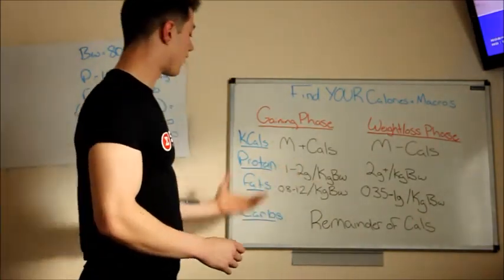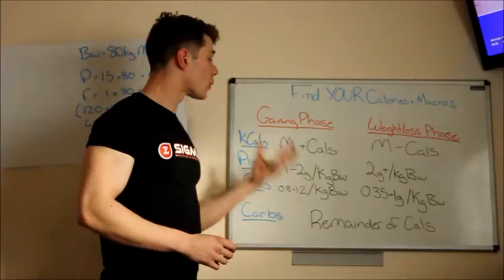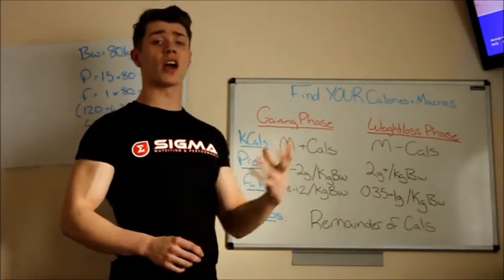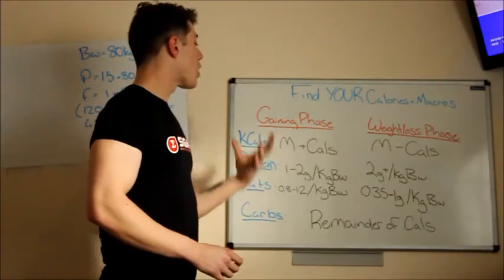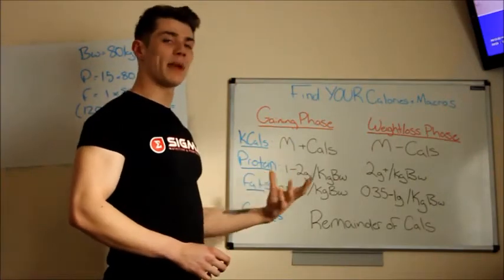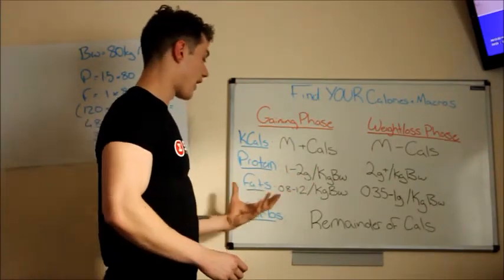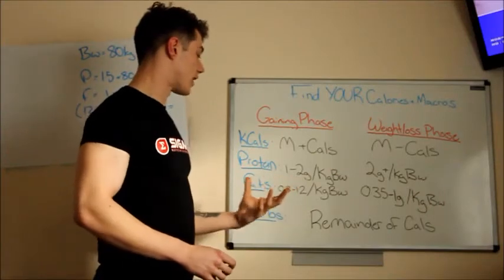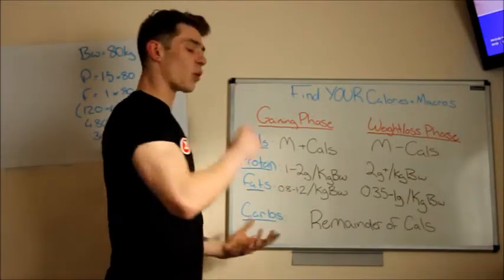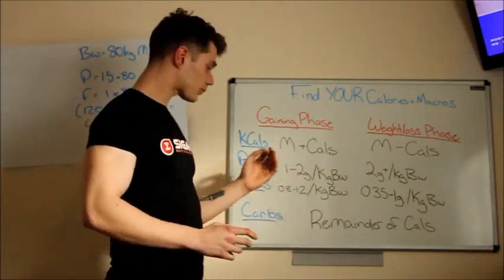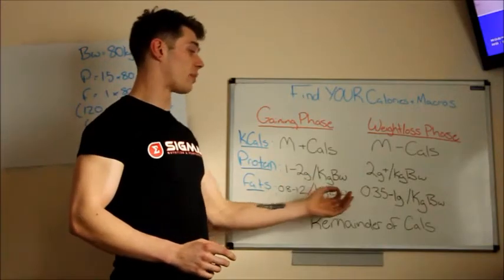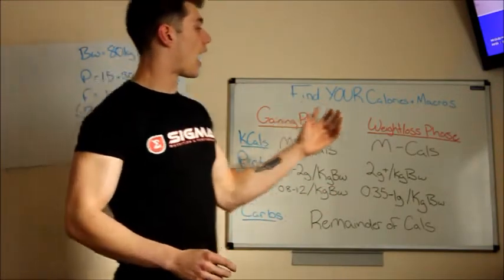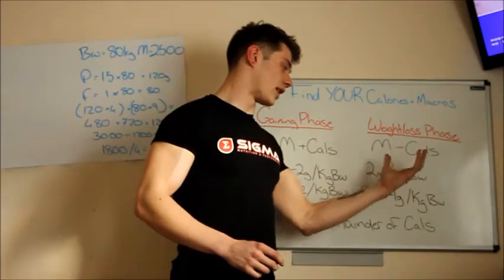Then we go into our fats. With a gaining phase, we obviously have higher calories, so with that, we can expend more of those calories on fats. So I recommend a range between 0.8 to 1.2 grams of fat per kilo of body weight. And it's going to be the opposite in the weight loss phase.